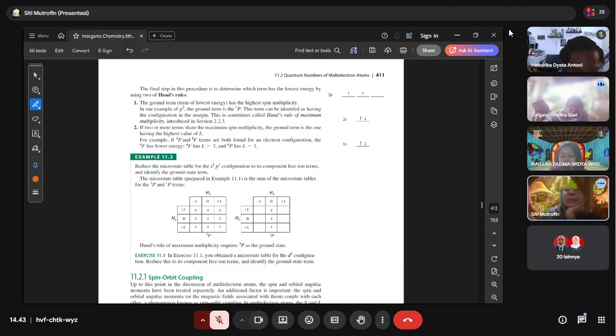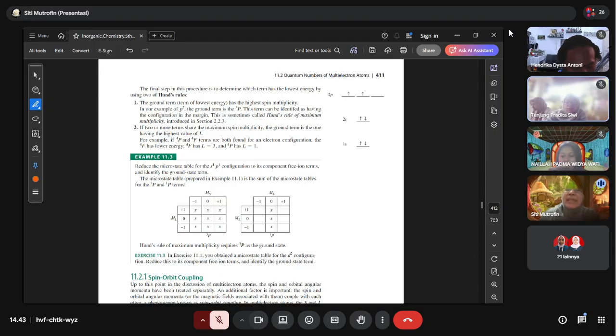The second rule is if two or more terms share the maximum spin multiplicity, the ground term is the one having the highest value of L. For example, if 4P and 4F terms are both found for an electron configuration, the 4F will have a lower energy, because 4F has L equal to 3 and the 4P will have L equal to 1.